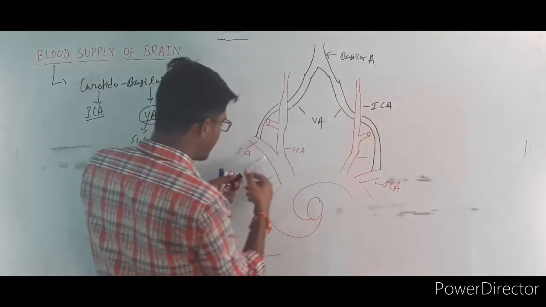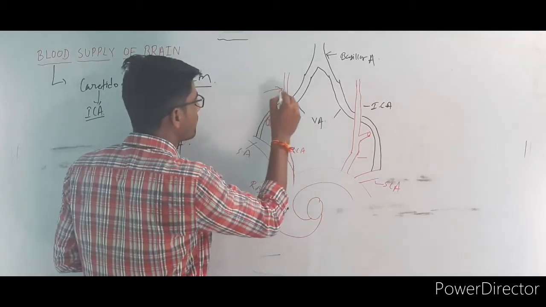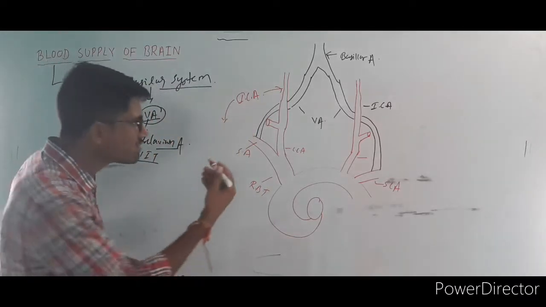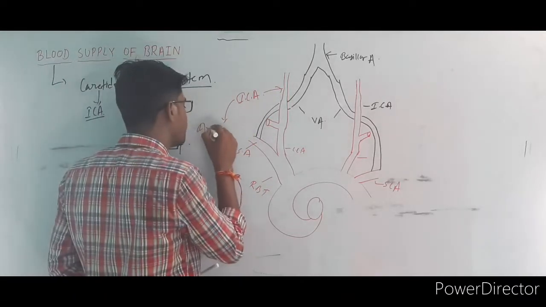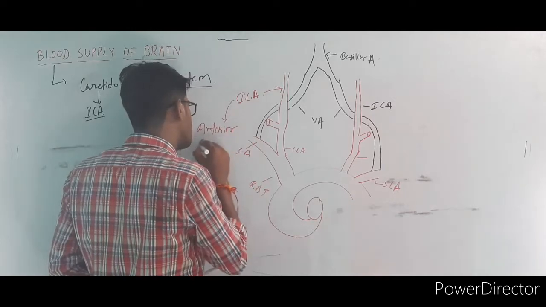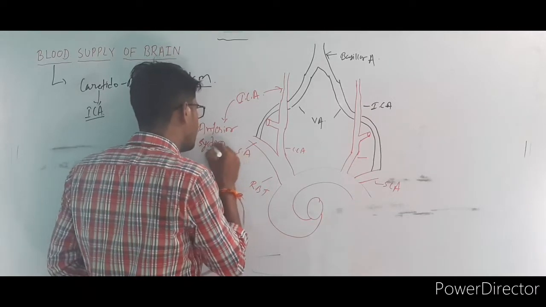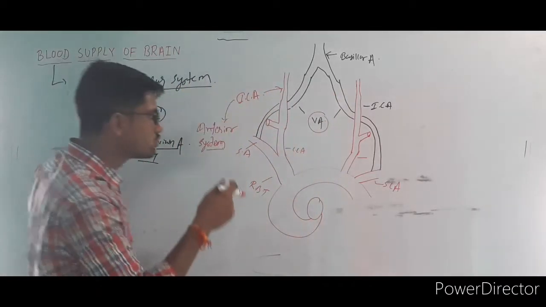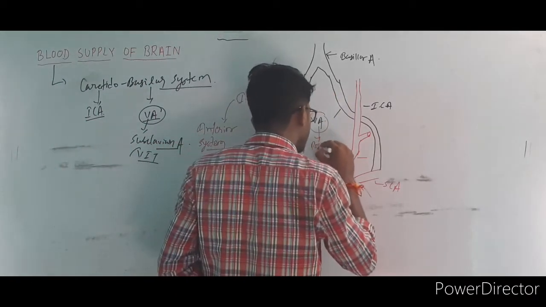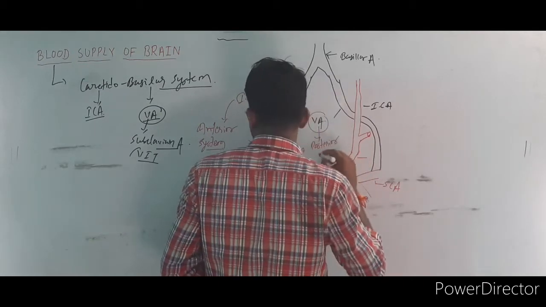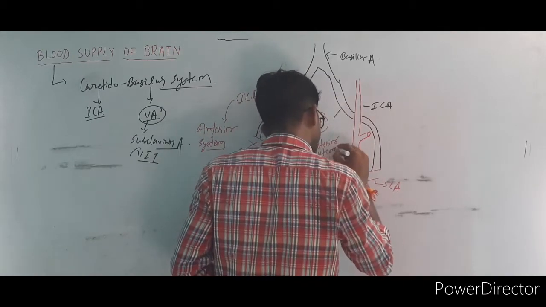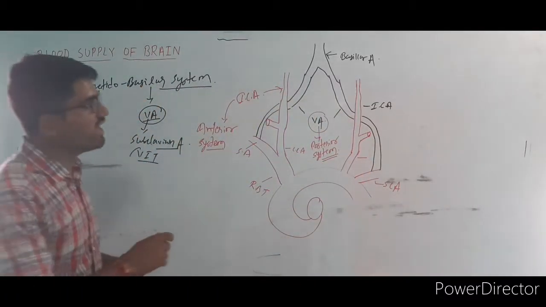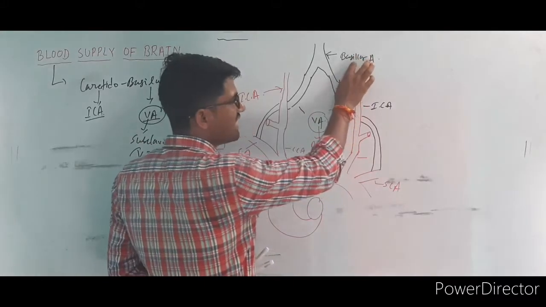Since this is the internal carotid artery, it's anterior. Okay, so this is called the anterior system, right? Yes, this is called the anterior system. And this is the vertebral artery. So vertebral artery is posterior. So this is called the posterior system. Posterior system. Okay. So this is the actual thing. And we are going to discuss this basilar artery in detail.